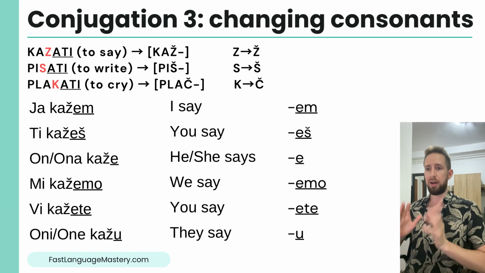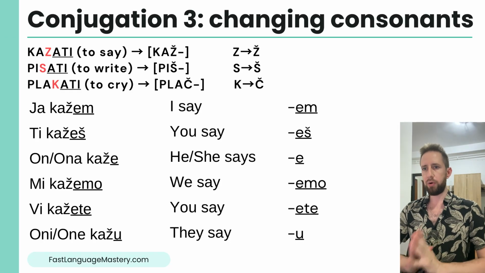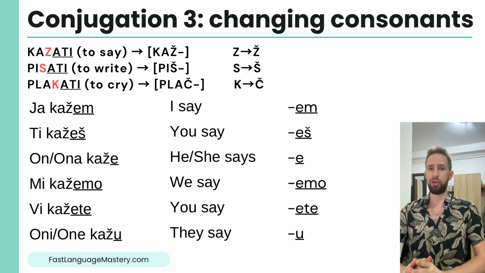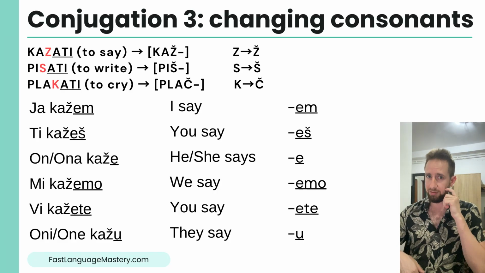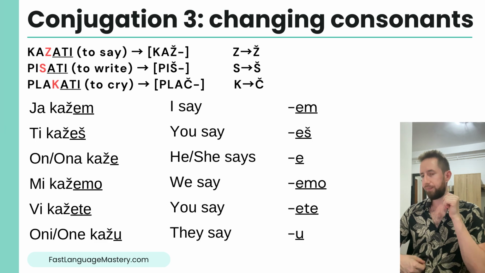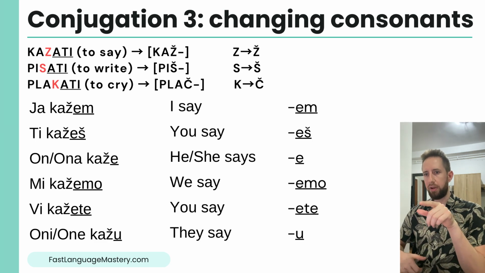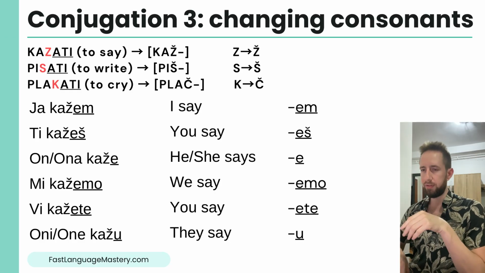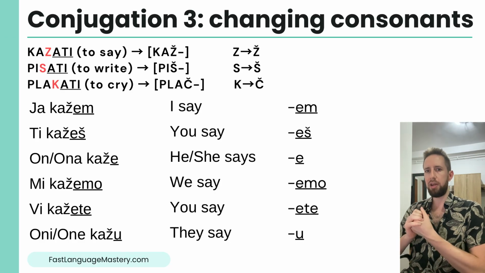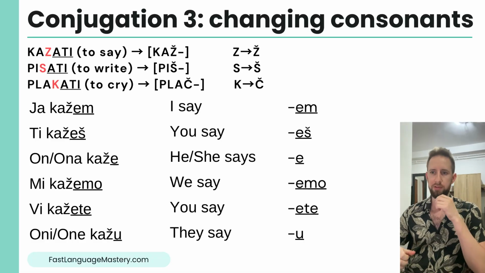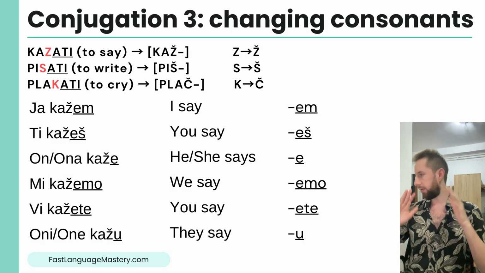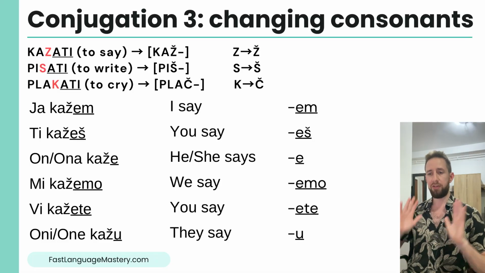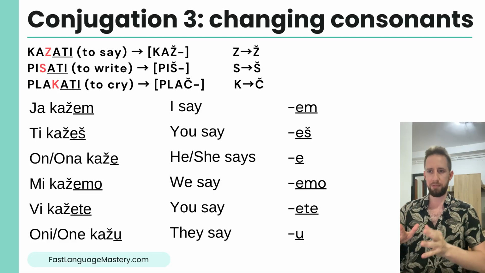Conjugation 3. This conjugation is a bit more complicated because it has the same endings in the infinitive form as conjugation 2, but there is a trick. This conjugation has changing consonants, because the verbs which have z or s or k before the ending ati will belong to this conjugation. Another complication is that many irregular verbs belong to this conjugation. But in this lesson, we learn only regular verbs, so don't worry about irregular verbs now. Just learn how to do it with simple regular verbs first.